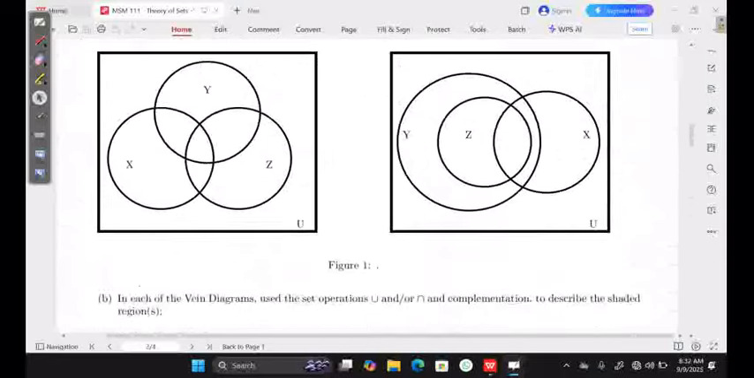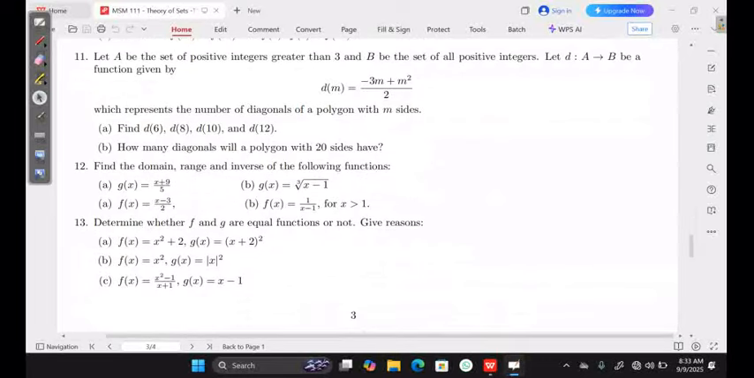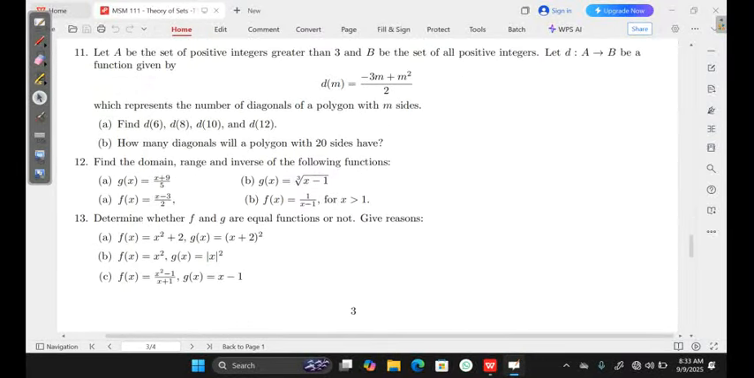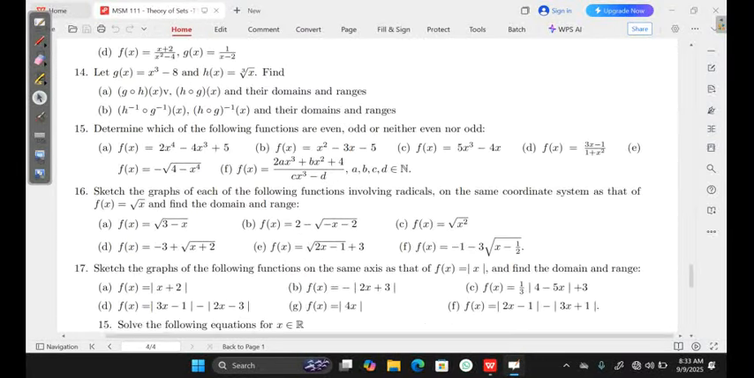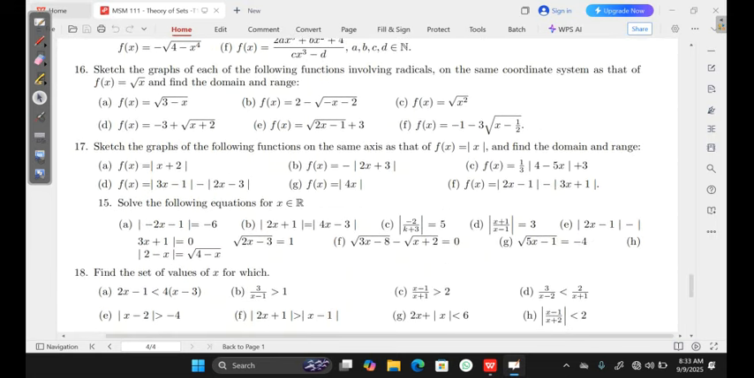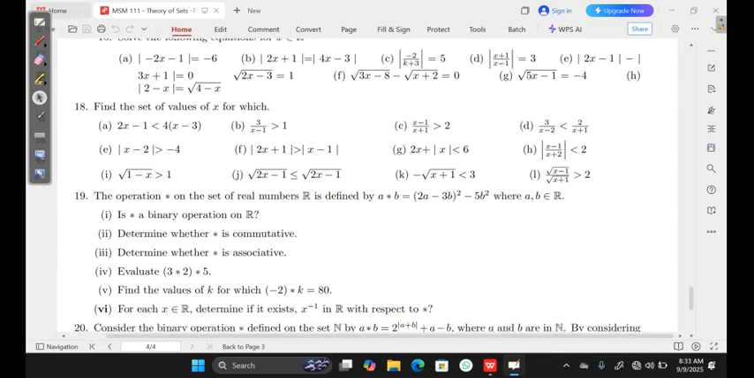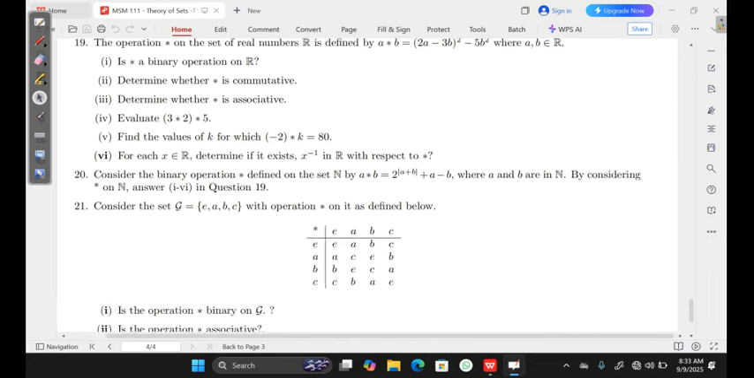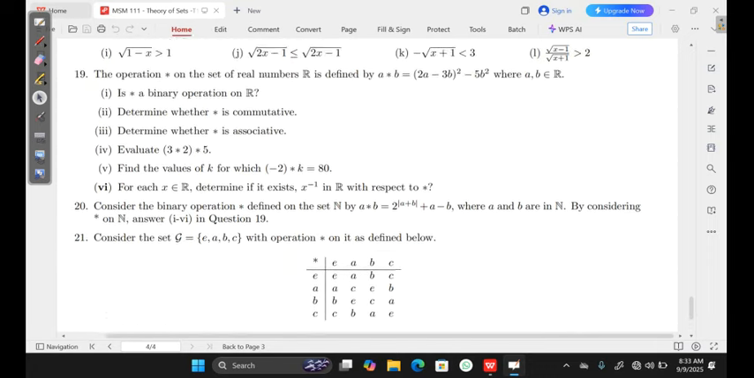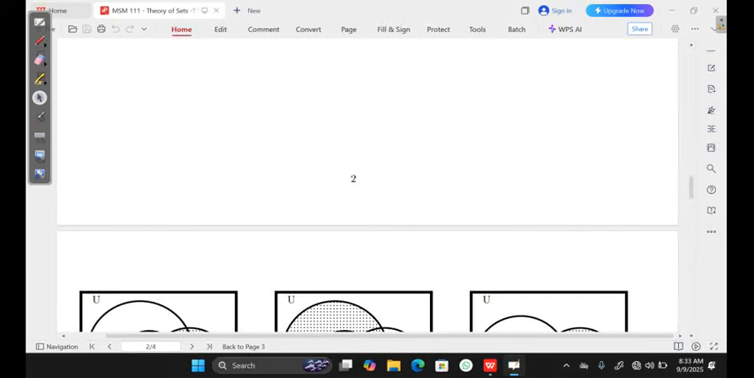So now I have got set theory. In between, there are function questions. We have also inequalities, modulus equations and modulus functions, as well as binary operation. So let's not waste our time. Let's begin our discussion with the first question.